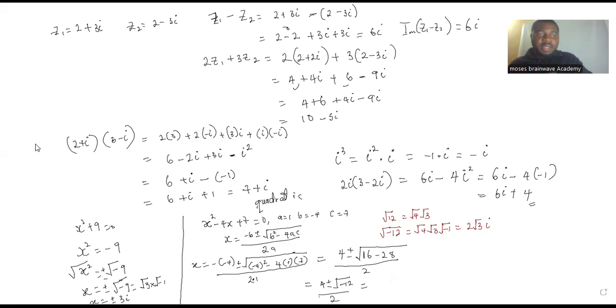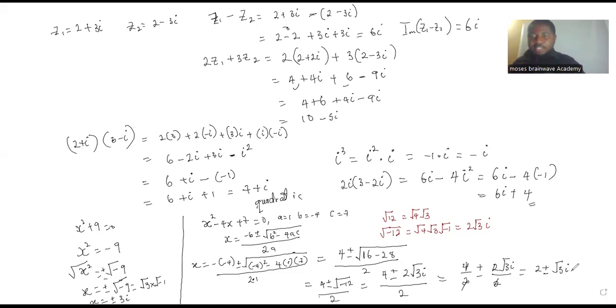So here, we're going to be having 4 plus or minus 2 root 3 i upon 2. Fantastic. So automatically here, we're going to be having 4 all over 2 plus or minus 2 root 3i all over 2 also. So this can go into this, and this can go into this. We are left with here 2 plus or minus root 3i.